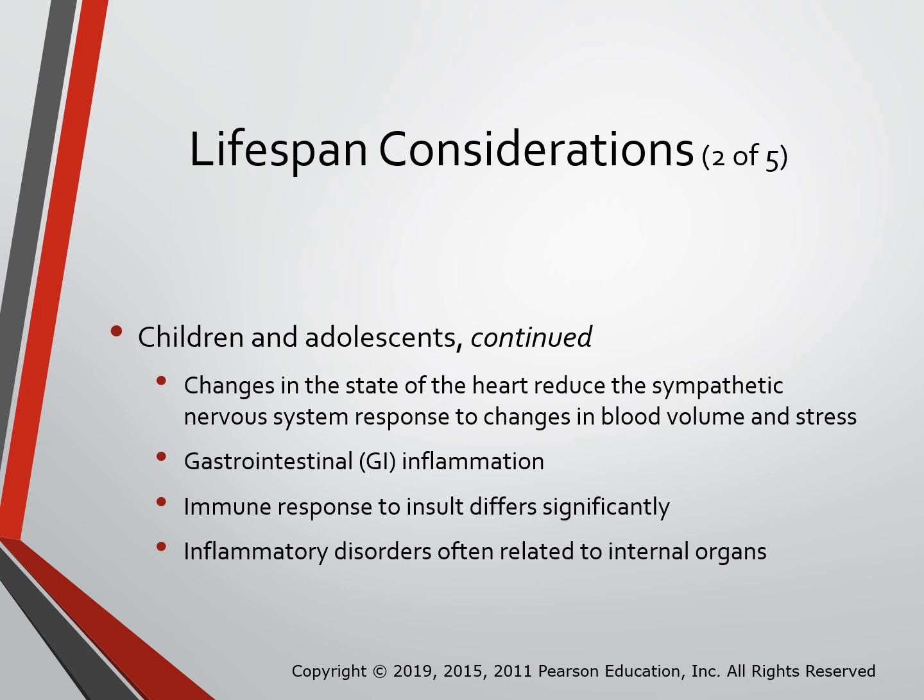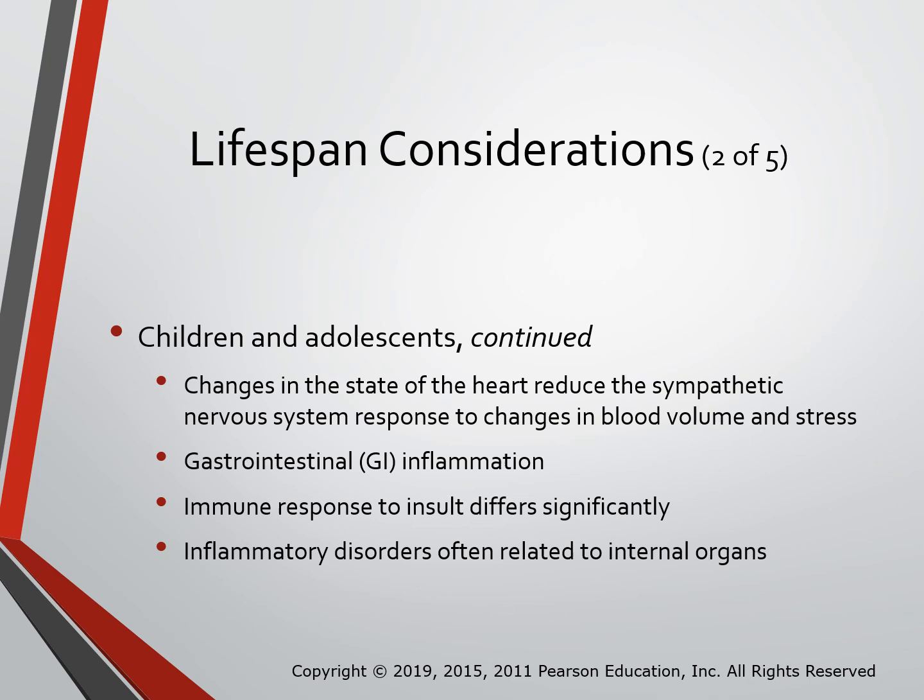Changes in excitation-contraction coupling, left ventricular mass, and the high contractile state of the heart reduce the pediatric patient's sympathetic nervous system responses to changes in blood volume and stress. While adults typically respond to hypovolemia with a compensatory increase in heart rate, tachycardia often is a late symptom in children with hypovolemia. GI inflammation that reduces nutrient absorption affects children more than adults.